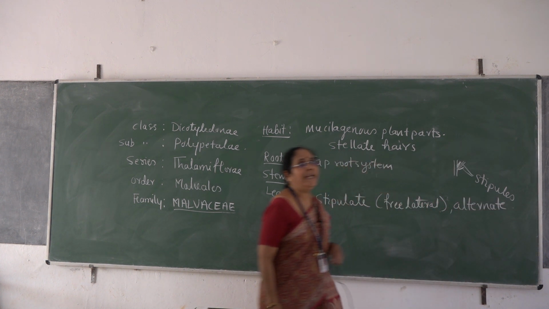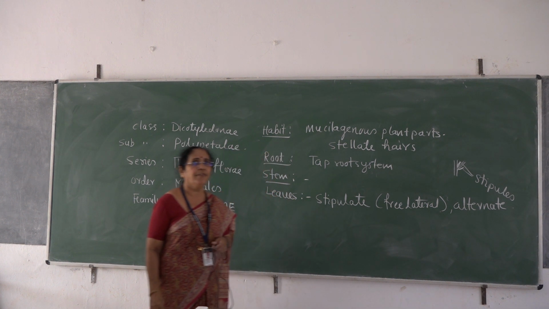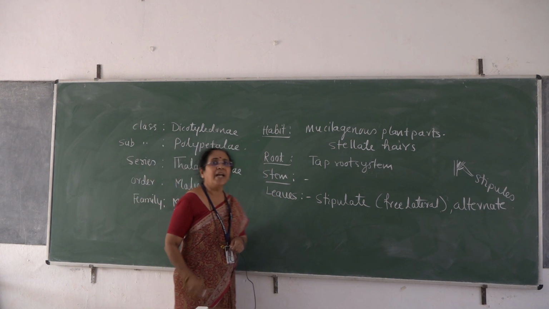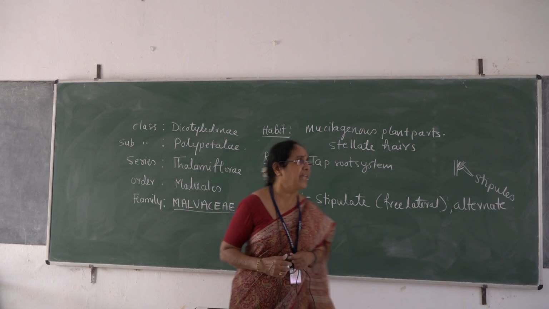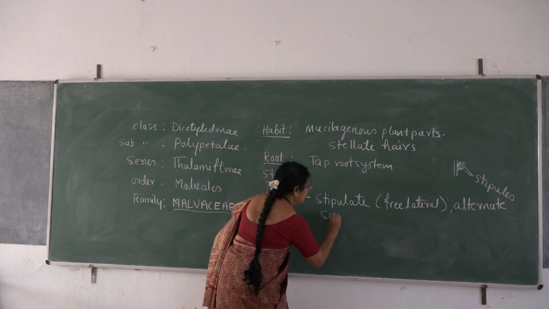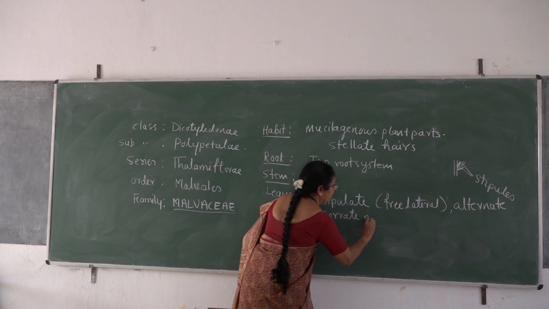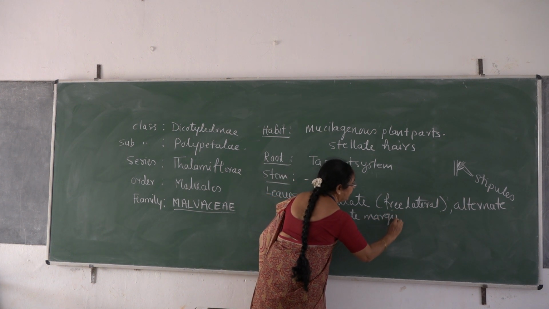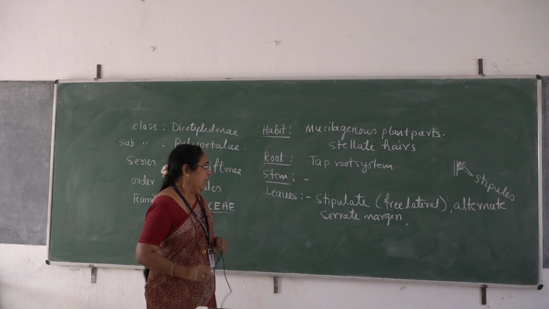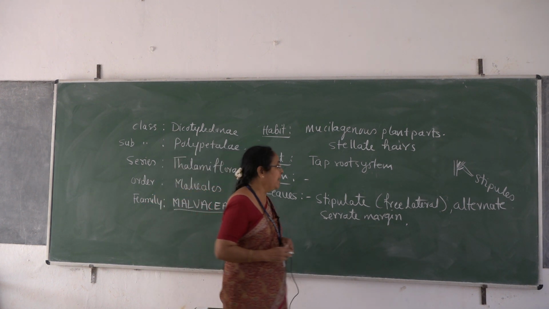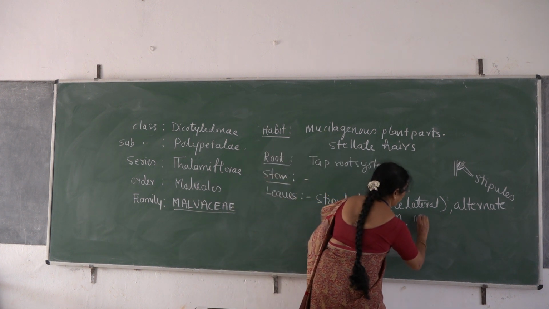Leaves are simple, petiolate, stipulate with alternate phyllotaxy, and various kinds of margin are found. Serrate margin is found. The margin of the lamina is serrate in nature, and it is variously lobed in some plants. Then the leaves are characterized by multicostate reticulate venation.